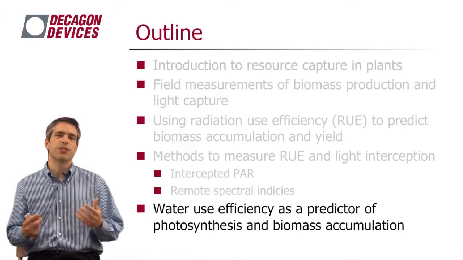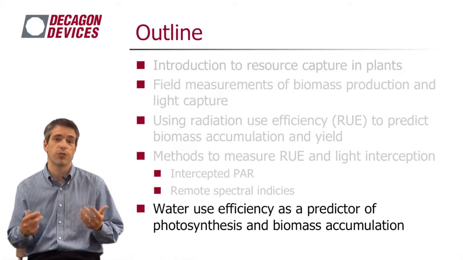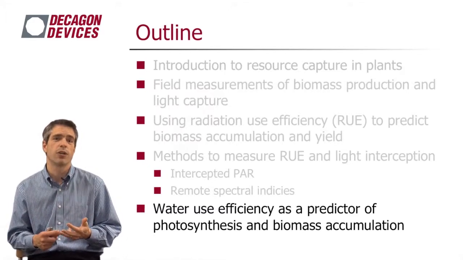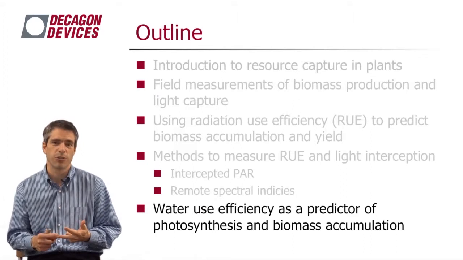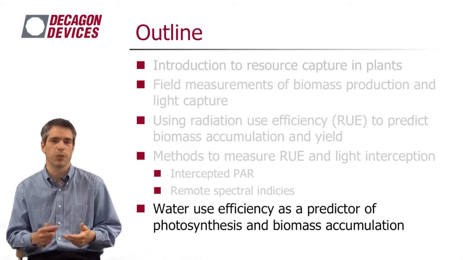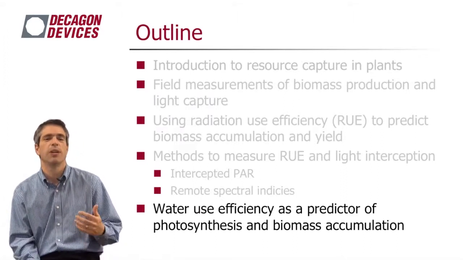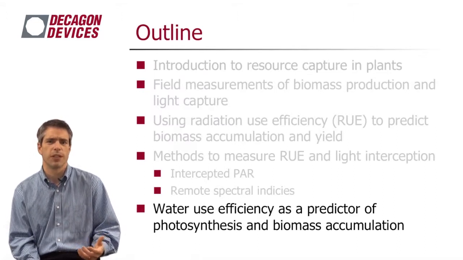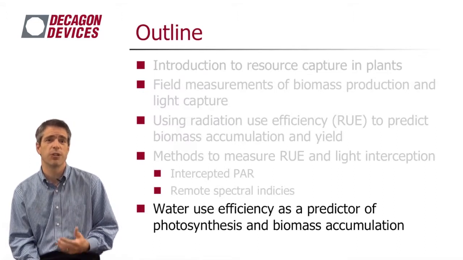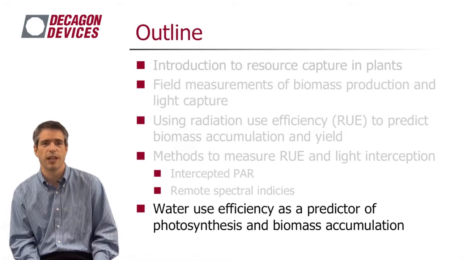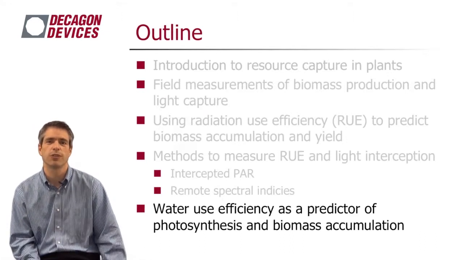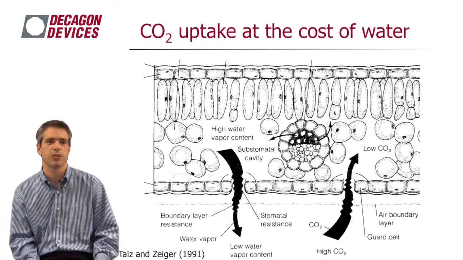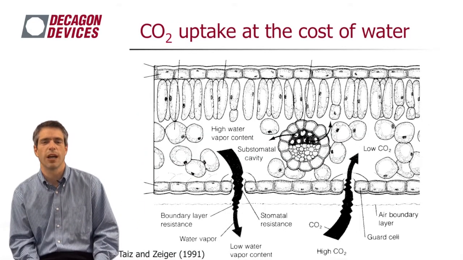So all this discussion of radiation use efficiency was fine when we had a well-watered crop and there were no nutrient deficiencies, but that doesn't happen all the time. Are there other methods for modeling this kind of stuff? Well, there is. And we can do that through water use efficiency as a predictor of photosynthesis and biomass accumulation. So let's look at some of the equations that we can work with.